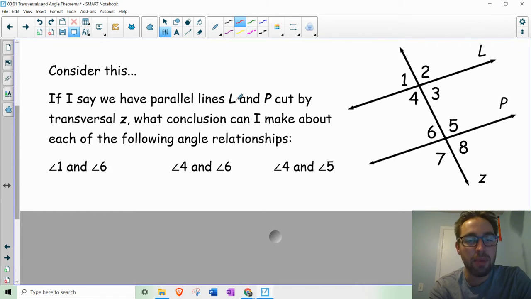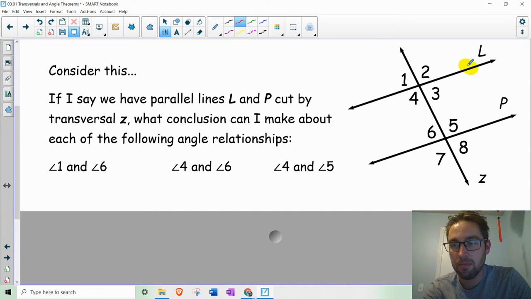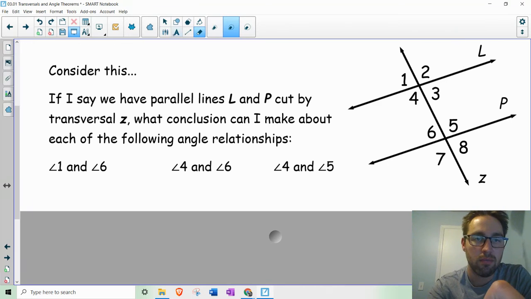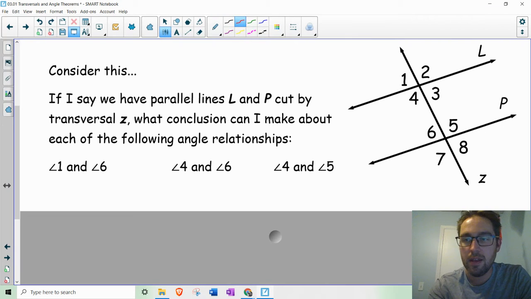If I say we have parallel lines L and P, so those two lines, and I'm going to mark them as parallel by doing those arrows. If I say that I have parallel lines L and P cut by transversal Z, what conclusions can I make about each of the following angle relationships?